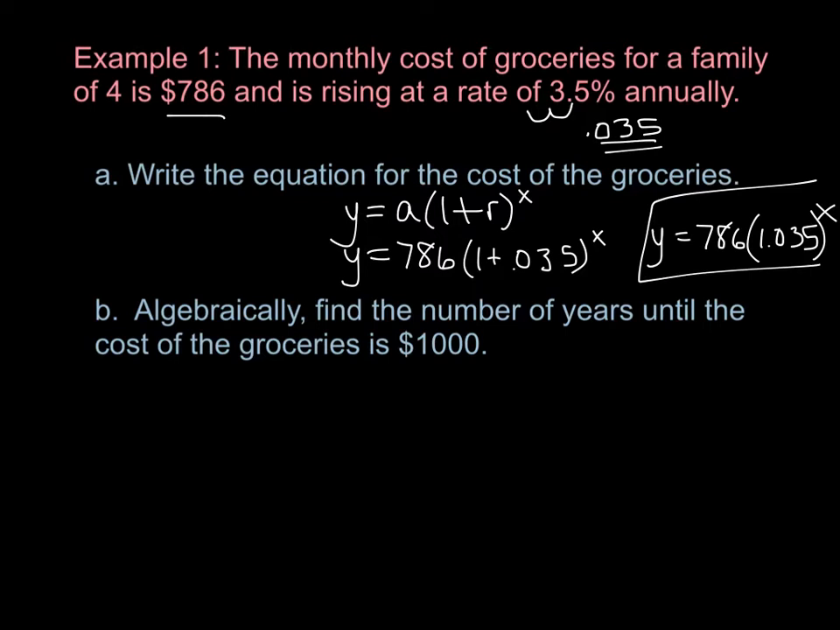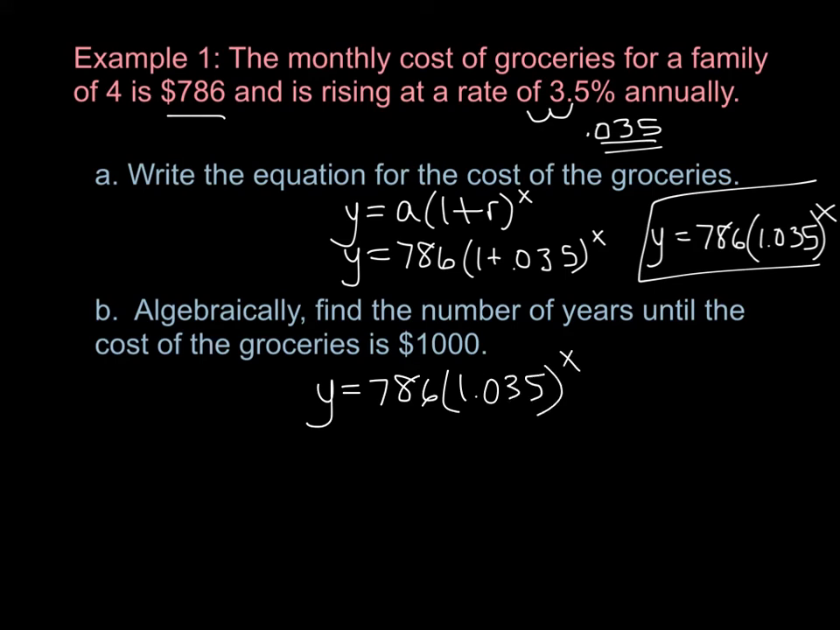So the second part of this would be like the level 2 type of question if the equation was already given to you. Again, it's a level 3 question if we first have to write the equation ourselves. Algebraically, find the number of years until the cost of groceries is $1,000. Again, that's based on if it continues to rise at that same 3.5% rate. Okay, so we're going to write y equals 786 times 1.035 raised to the x power.